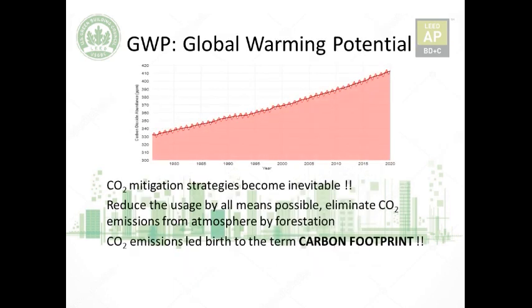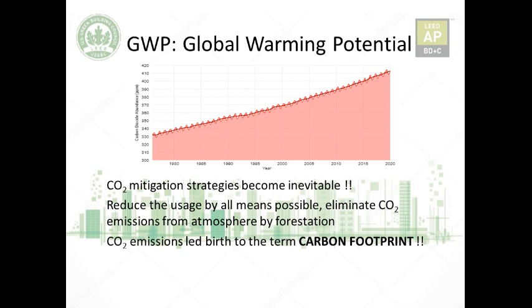This is a disturbing graph that we can see here: the abundance of carbon dioxide. We know that abundance is the major factor that affects the climate. So we went from somewhere around 330 parts per million in the late 70s to 410 or more parts per million in 2020. What happened was that it created a global outcry, and CO2 mitigation strategies became inevitable.